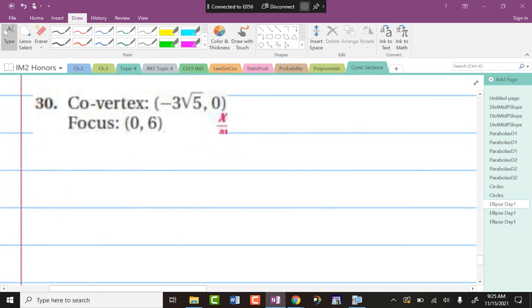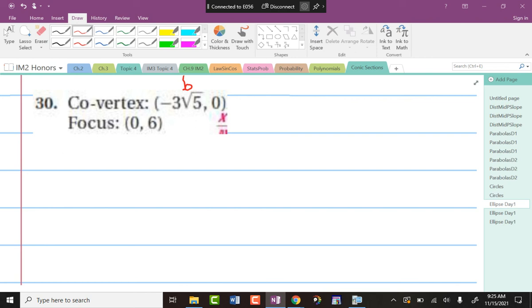Okay, co-vertex and a focus. What does co-vertex mean? A or B? 3, 2, 1, go. Oh no. Wipe that bad math out of your brain. It's B. It's the non-longer side. So you do kind of have to know that as far as how you fill in the formula.